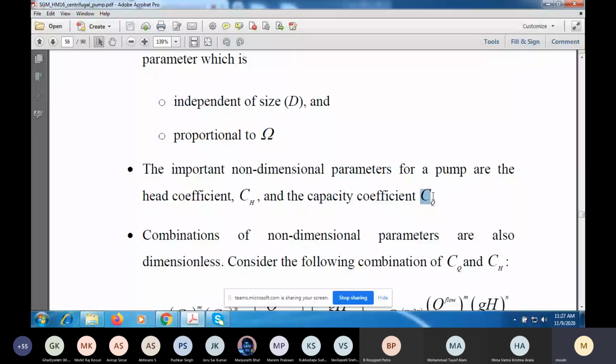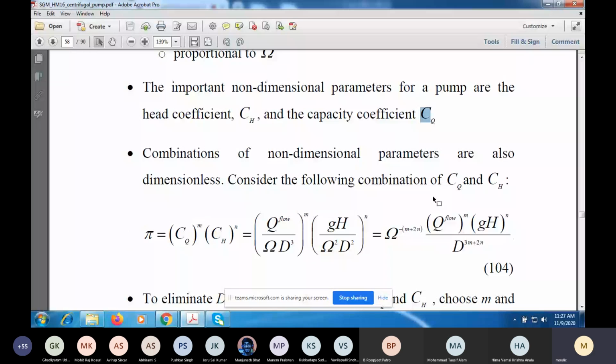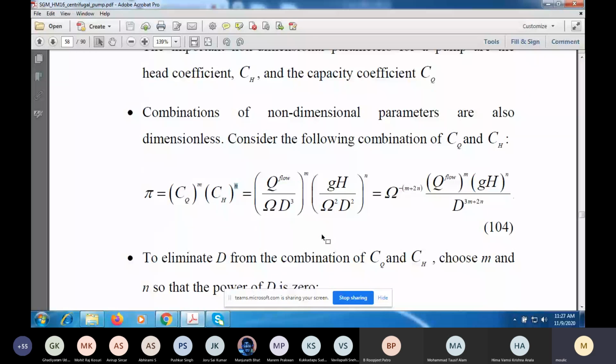So consider a combination of this form, this non-dimensional CQ raised to power m, where m is a constant, and multiplied by the non-dimensional head coefficient raised to the power n, where n is another constant. So I can write it in this form. The power of omega will be minus m plus 2n. The power of Q flow will be m. The power of h will be n. And d will have this power.